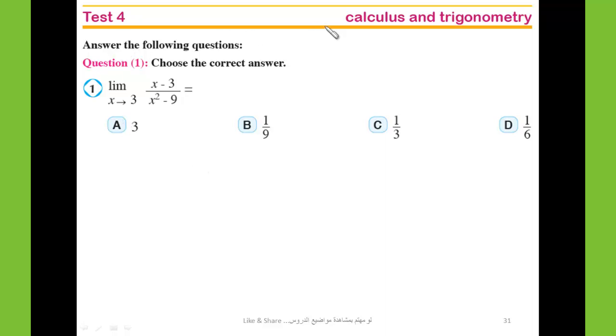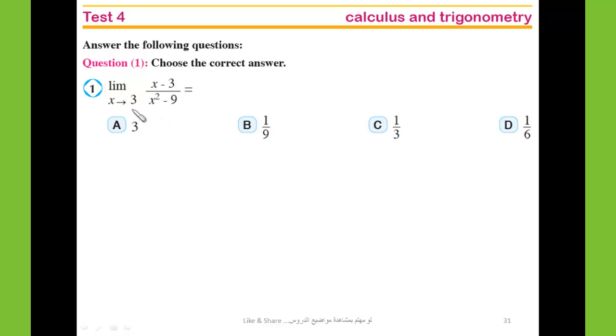Test 4 in calculus and trigonometry. Answer the following questions. Question 1. Choose the correct answer. 1. Limit of (x minus 3) over (x squared minus 9) as x tends to 3.